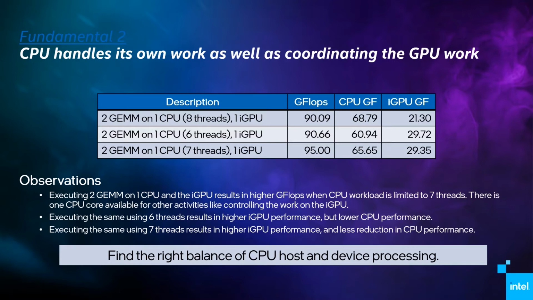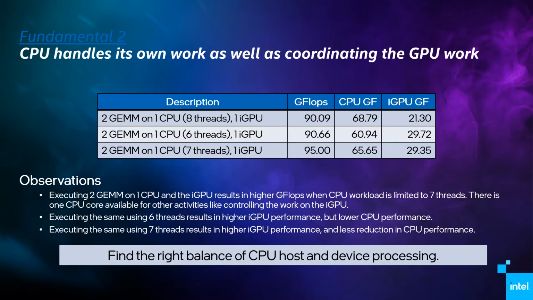And then the last experiment, I said, well, maybe 6 threads is taking away too much of the capability of the CPU. And so I decided to try allowing the CPU to use 7 threads. That's the last row of the table there. And that appeared to provide the best results. So 95 gigaflops, and the CPU performance is 65.65, so better than taking advantage of 6 threads, a little slower than 8 threads, while the integrated GPU performance stayed about the same, 29.35, so better than when all 8 threads of the CPU were used.